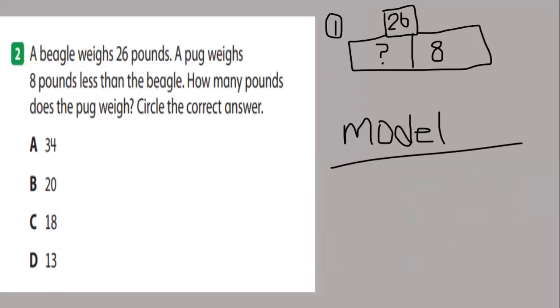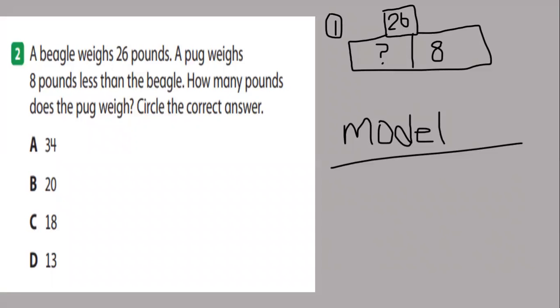So let's look at another comparison word problem. A beagle weighs 26 pounds. A pug weighs 8 pounds less than the beagle. How many pounds does the pug weigh? Circle the correct answer. Let's read it again. A beagle weighs 26 pounds. So that's one dog weighs 26 pounds. Another dog, a pug, weighs 8 pounds less than that. 8 pounds less than the beagle. How many pounds does the pug weigh?